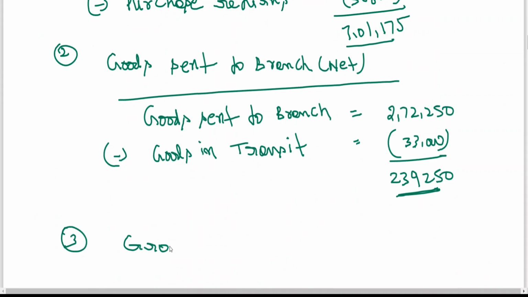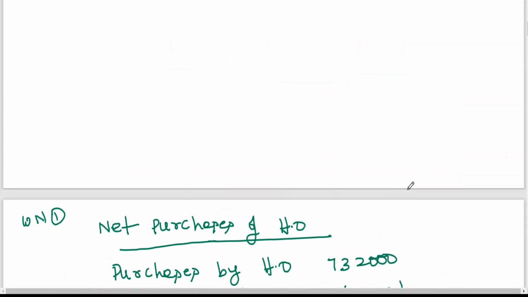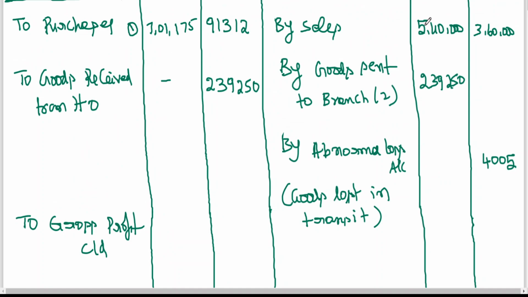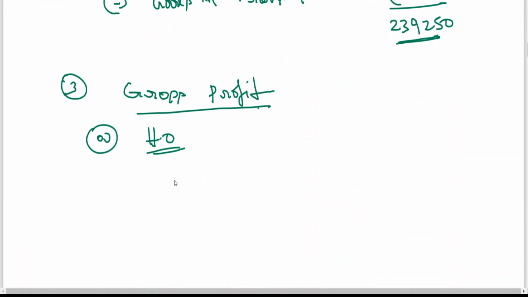Gross profit of, first let me start with gross profit of head office. So now head office, sales by head office here, you got 5,40,000, and goods sent to branch 2,39,250. So you need to find out head office profit on these two things. So first, head office on sales to outsiders.